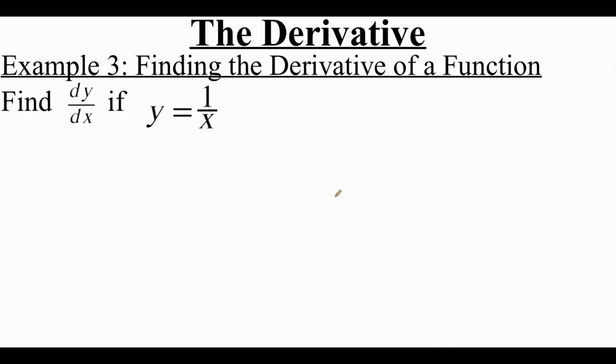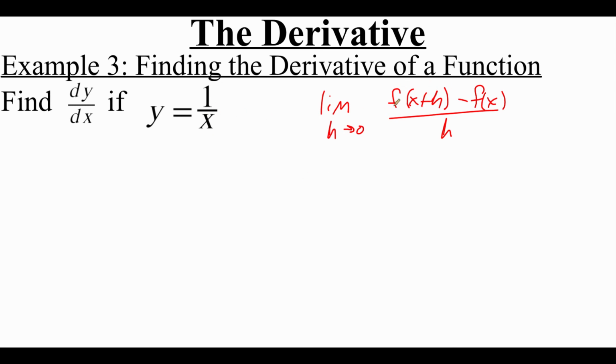We're going to do one more example in here. We're going to find dy dx if y is equal to 1 over x. So remember, this means we're finding a derivative. So we're supposed to do the limit as h approaches 0 of f of x plus h minus f of x over h.